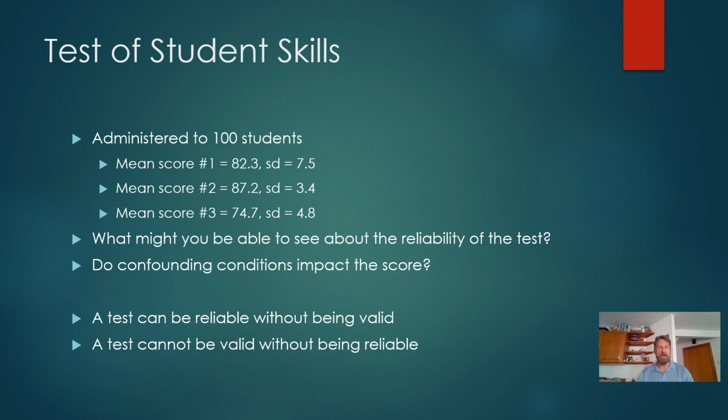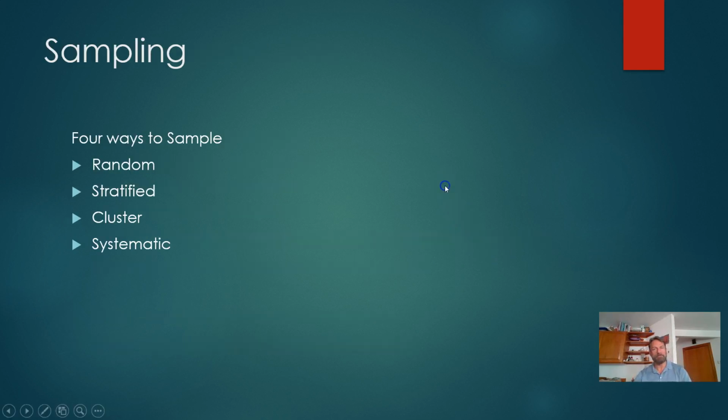In order to have validity, we have to be measuring what we think we're measuring, right? And if the test is not reliable, then it is slightly changing each time or changing enough each time that it's not really giving us a clear picture of what we're after. So a test cannot be valid without being reliable.